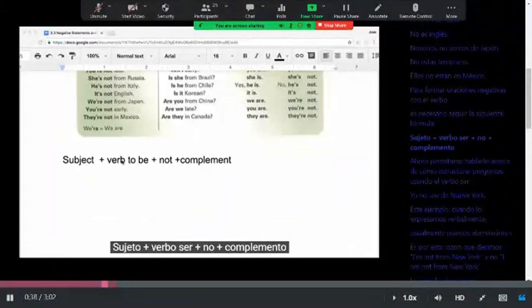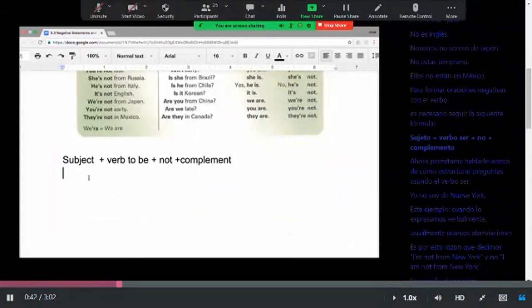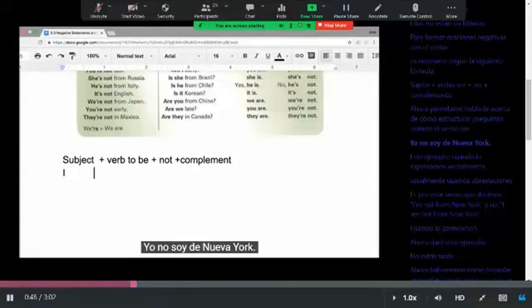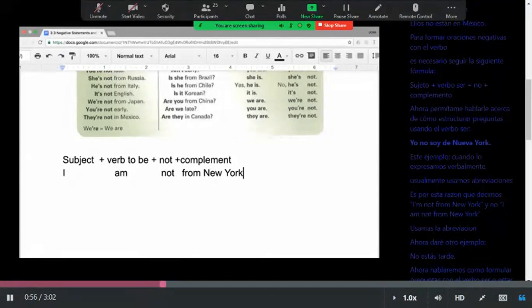Subject plus verb to be plus not plus complement. So let's try to make sense of this. I am not from New York.